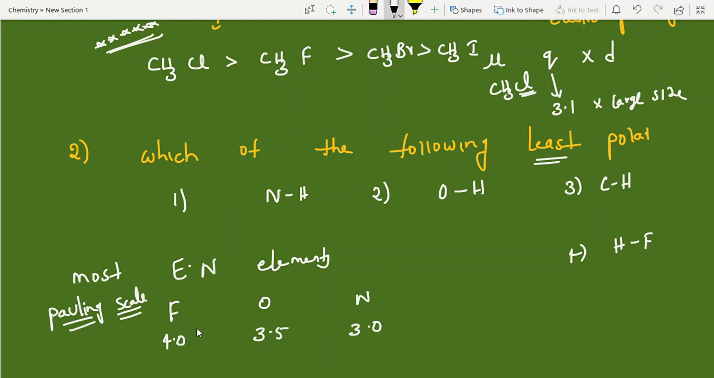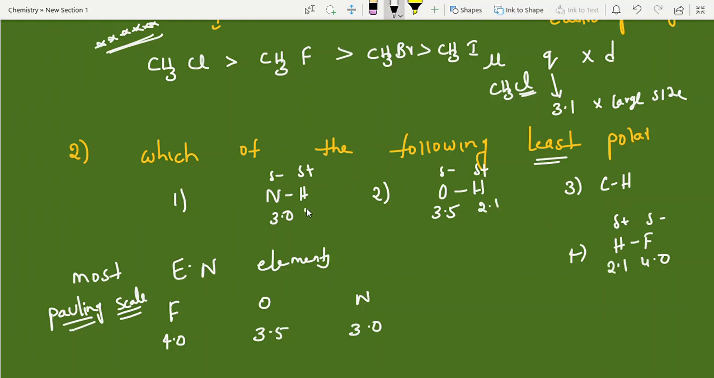Now, come back to this. NH, OH, CH, HF, right? See, he is the most electronegative guy. He is also the next most electronegative guy. He is the third most electronegative guy. Definitely, whenever hydrogen is attached to these three, it forms strong hydrogen bonding. It forms more polarity here. See, plus and minus, more polarity will develop.